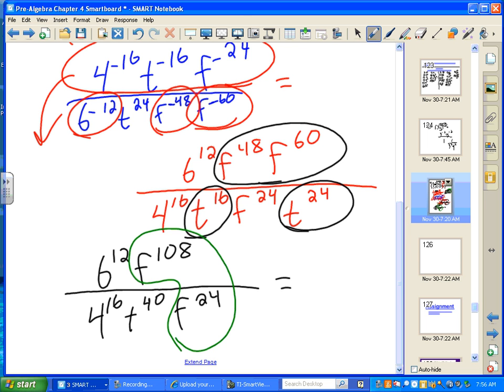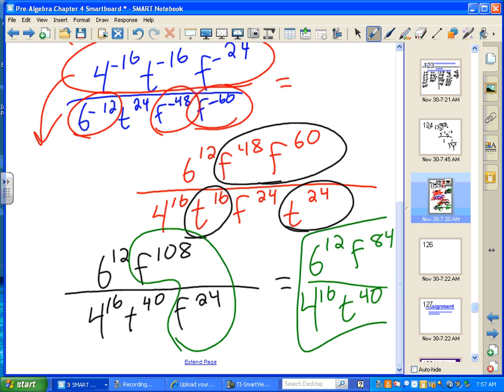Only 2 hands? Mary, what's the final answer? Doesn't matter. You keep it in exponential form. Just like these. Keep going.